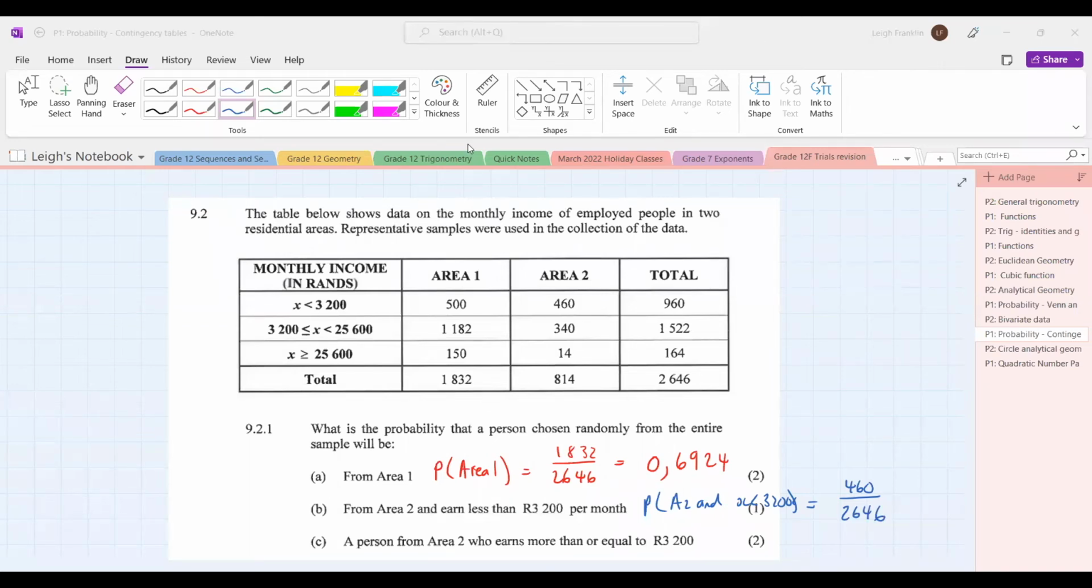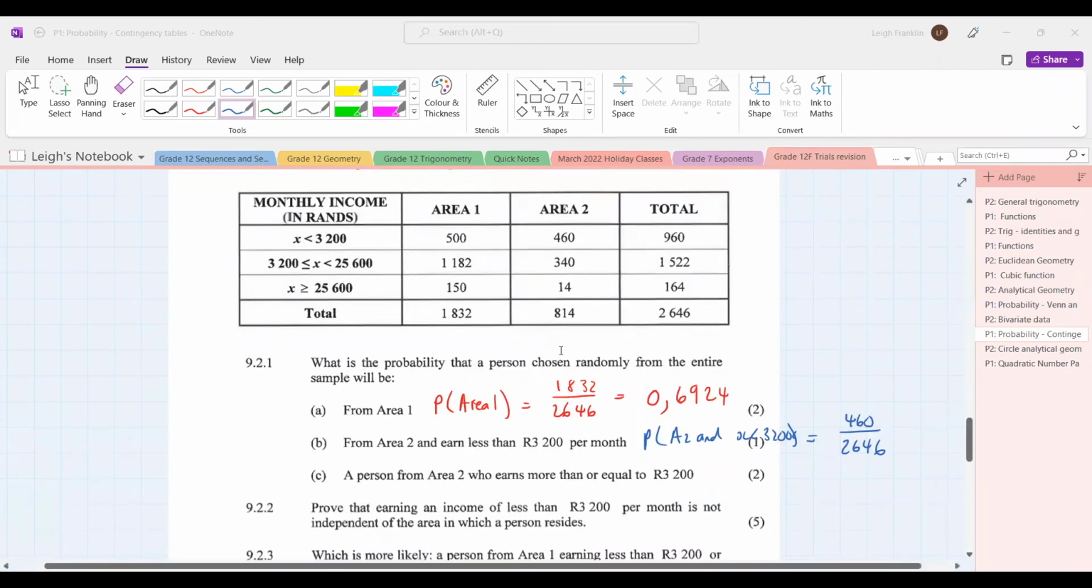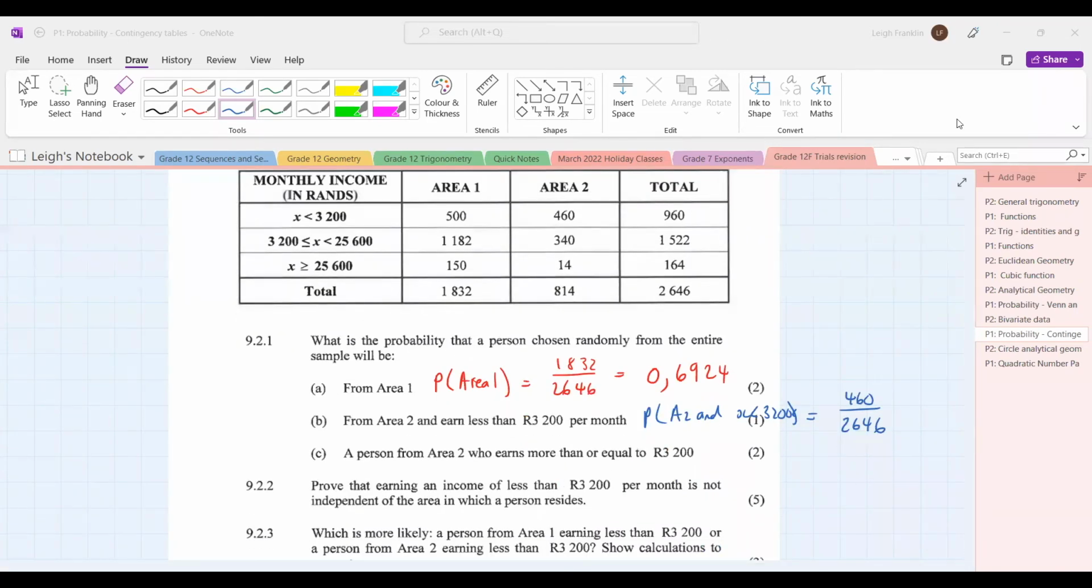Okay, so there was a question. Someone had their hand up. What did you guys want to ask? Afternoon, ma'am. Good afternoon. How are you? I'm very well, thank you. Concerning number B, they said what is the probability that a person chosen at random from area 2 will earn less than 3,200 per month? Yes. Which is 460. Isn't it going to be 460 over 960 because it's the total of people that earn less than 3,200?